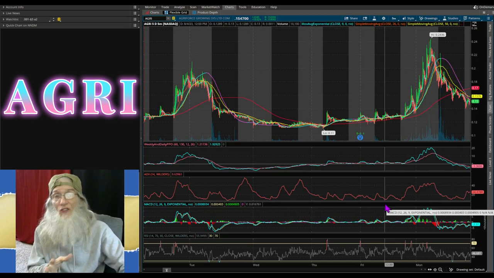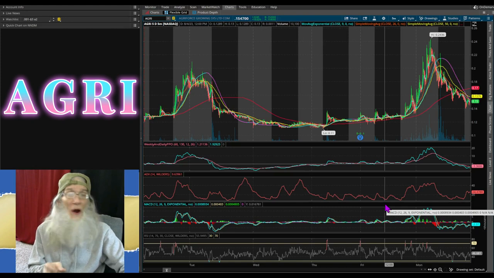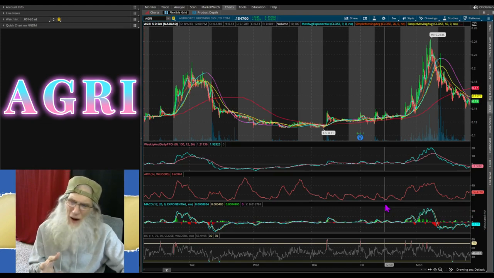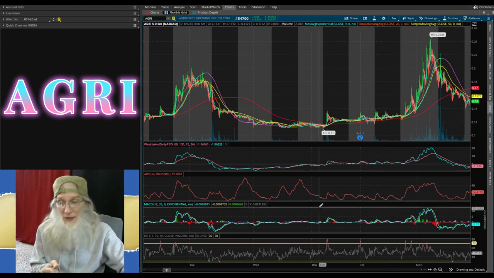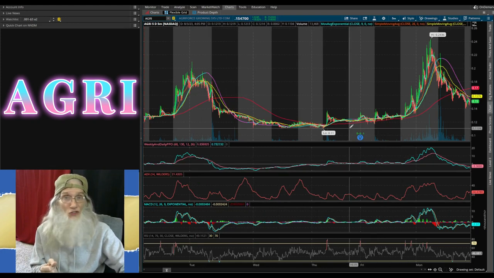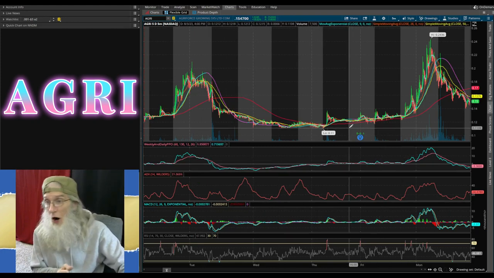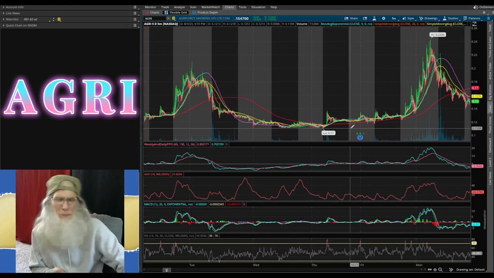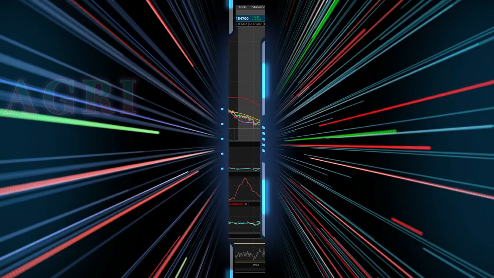I still think it's worth a watch though. The 4-hour chart is what caught my attention. The 1-hour chart looks strong. On the 5-hour chart, she had a bad day, but there's a lot of volatility in this stock, so she could have a good day tomorrow. AGRI, put it on your watch list. If it pops, well, you can thank me later.